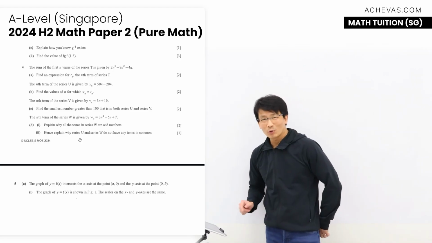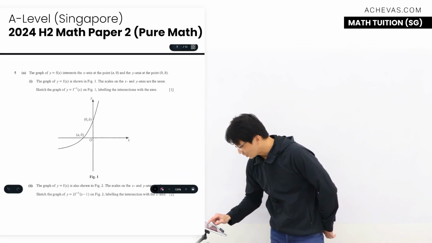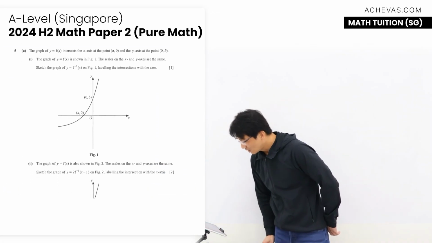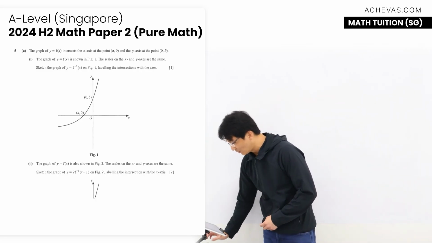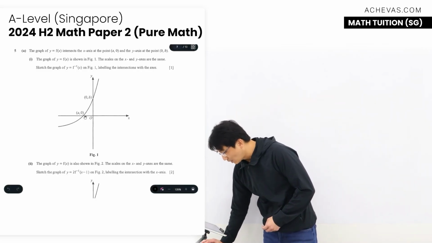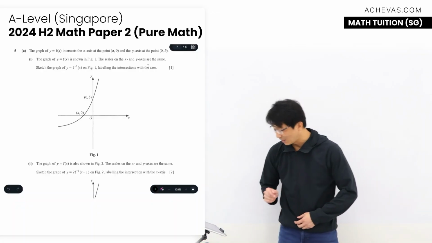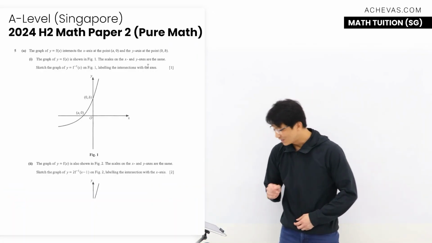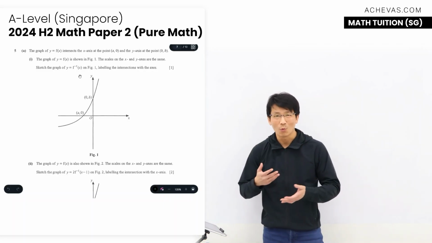Now let's take a look at question number 5, the last question on section A for pure maths. We have a graph y equal to f(x) that intersects the x-axis at (a, 0) and also intersects the y-axis at (0, b). And the scales of the x and y axes are the same. I think they include this information because, later on, we know that an inverse function is a reflection about y equal to x.